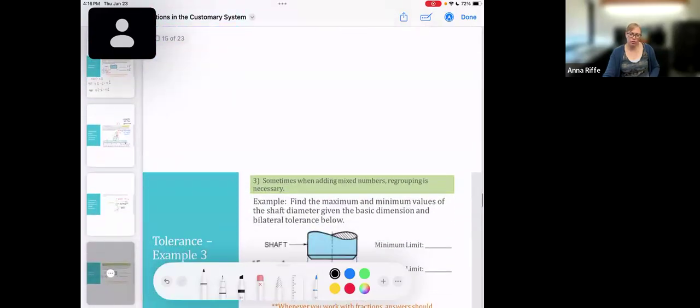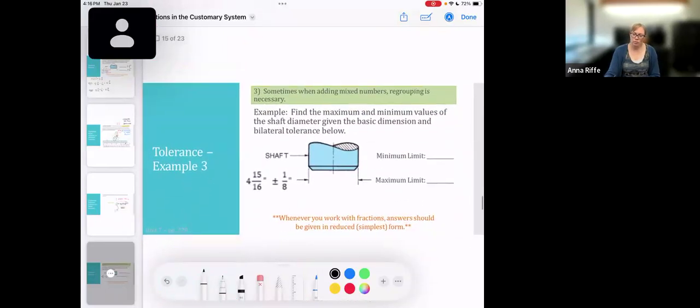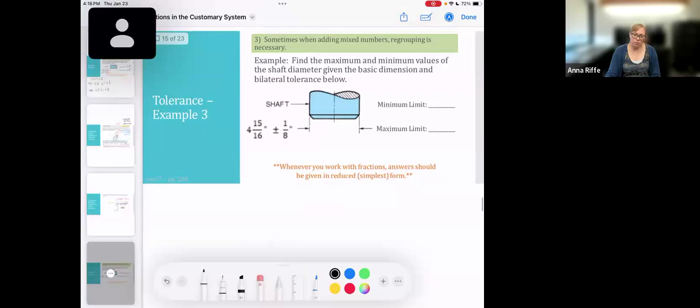Well, let's do another tolerance example, because sometimes when we are adding mixed numbers, we have to regroup. We want to find the maximum and minimum values again of the shaft. Here we're given a basic dimension of 4 15/16 and a tolerance of 1/8 of an inch.